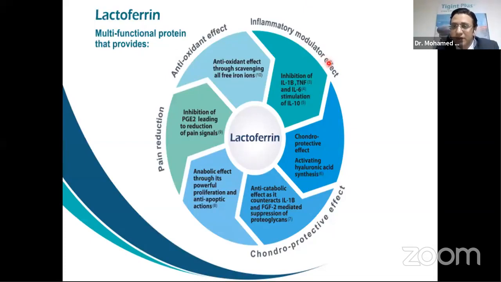طبعا الانفلاماتوري ميديوليتور افكت ده بيقلل لنا الانفلاميشن اللي بيحصل عن طريق ان هو بيعمل انهبيشن لمجموعه كبيره جدا من الانفلاماتوري ميديوليتورز لايك الانترلوكين 1 بيتا، التي ان اف الفا، الانترلوكين 6. مش بس الحقيقه بيعمل انهبيشن للانفلاماتوري ميدياتورز دول، لكن كمان بيعمل ستيميوليشن لانتي انفلاماتوري ميدياتور مهم جدا اللي هو الانترلوكين 10 اللي بيانتاجونايز الاكشن بتاعه التي ان اف الفا وبيبروموت الكولاجين فورميشن.